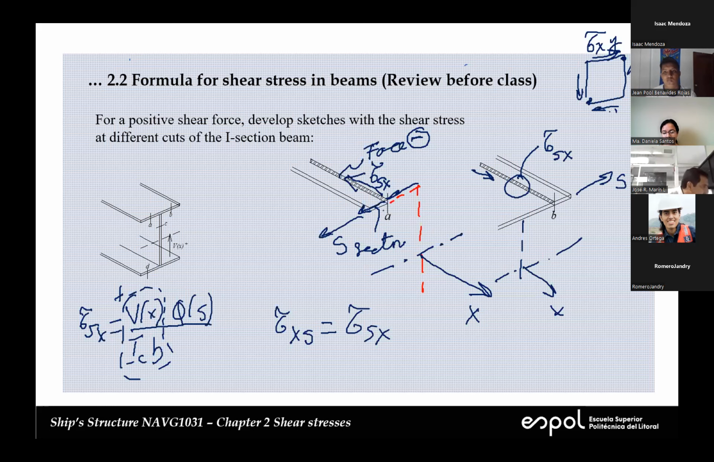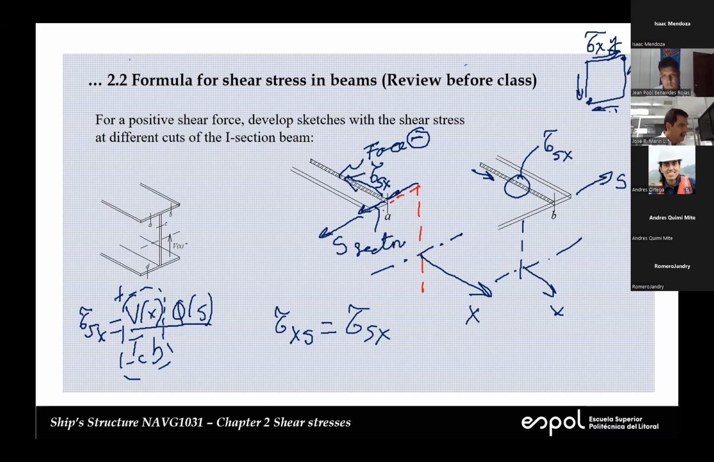Okay. Let me ask somebody, Mr. Kimi, do you agree with that? Mr. Kimi, do you agree with that? Hi, good morning. Is this the correct direction for tau Sx on this cut? Yes.